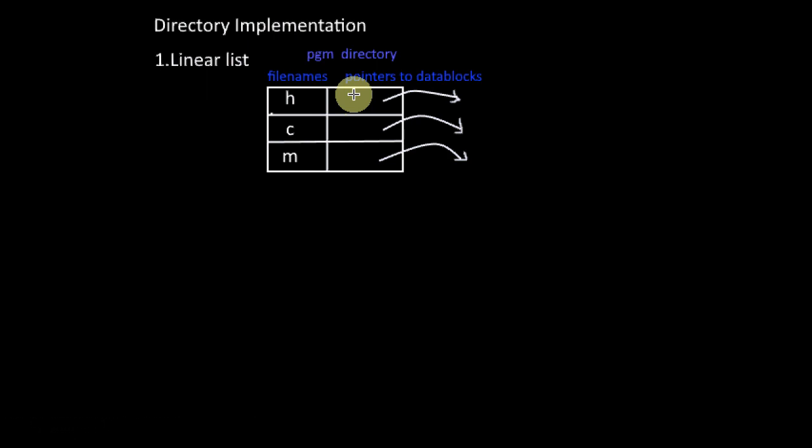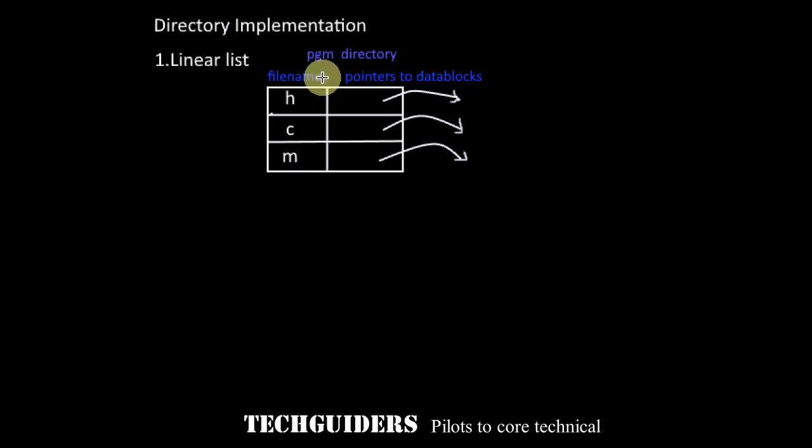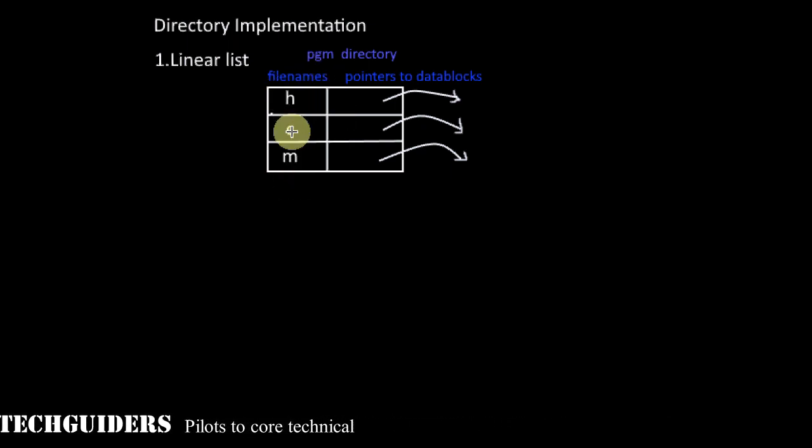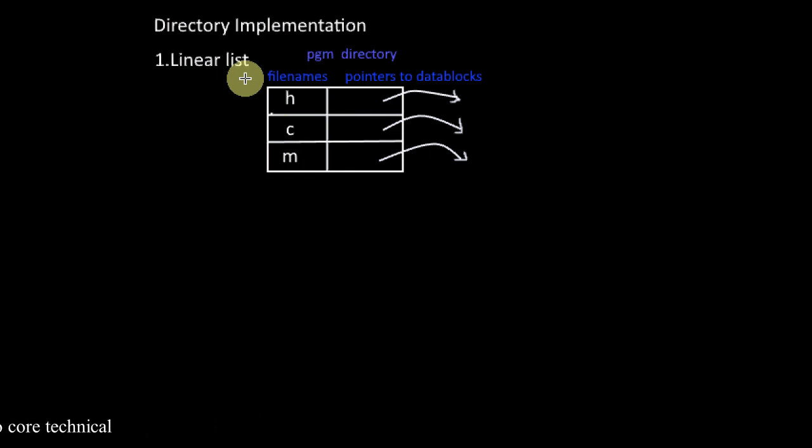And what are the limitations? In order to create a new file, we must ensure that no existing file has the same name. For that, we should search the entire list. Similarly, to delete a file, we should search the directory from the beginning till we find the named file. Thus, the search operation is time consuming in linear list implementation.